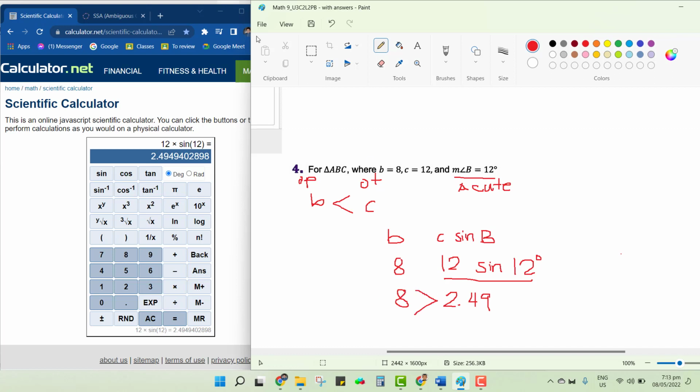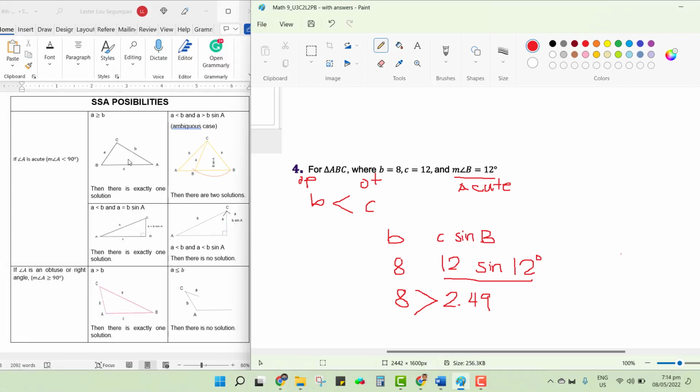So looking at our situations earlier for SSA possibilities, where the measurement of the opposite side is less than the measurement of the other side given, we have this situation for this triangle. And hence, we would expect two triangles for this expression. And for these two triangles under this situation, if we are going to use the law of sines later on, we need to solve both of them.